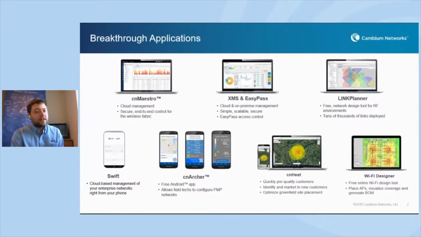CN Archer, it's not a design tool, but CN Archer is a free mobile app that gives the field technicians the information they need to configure and properly align the Cambium Networks point-to-multipoint and ePMP wireless broadband subscriber modules.